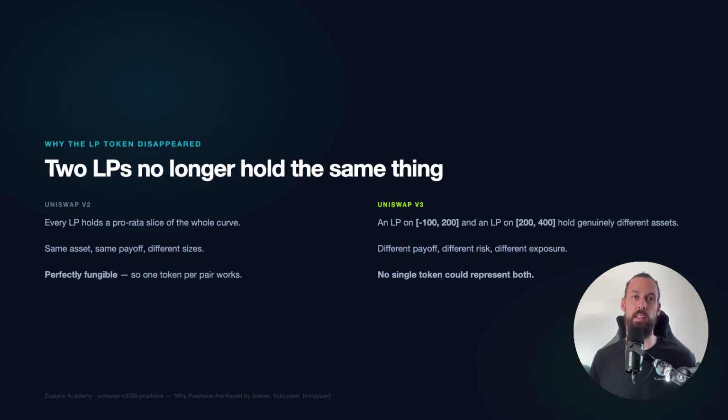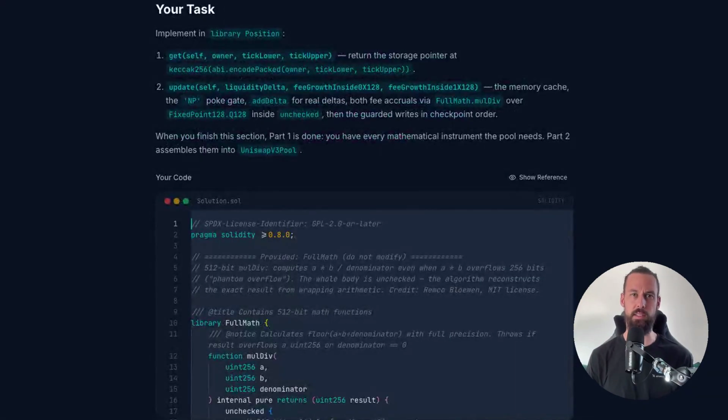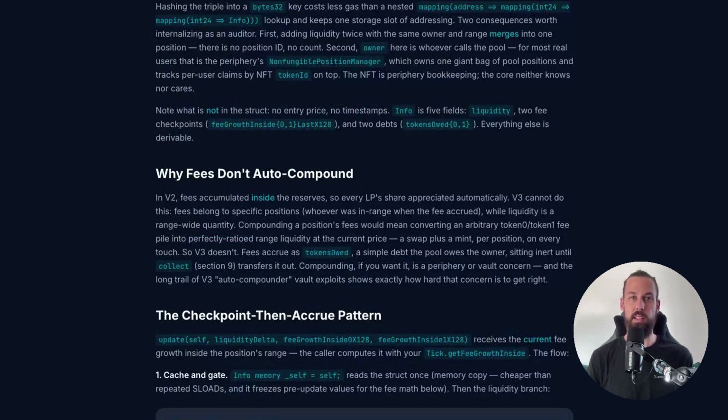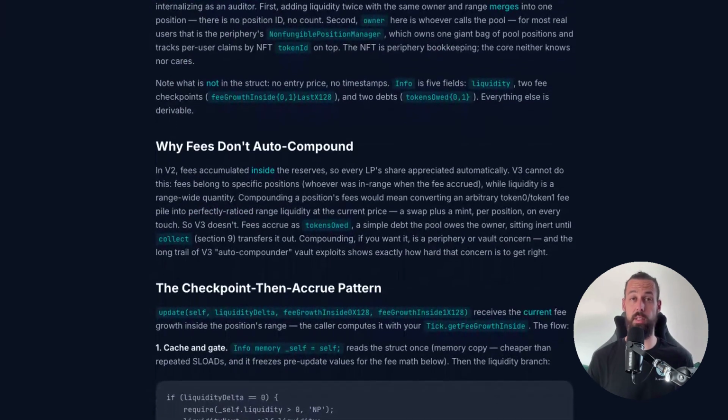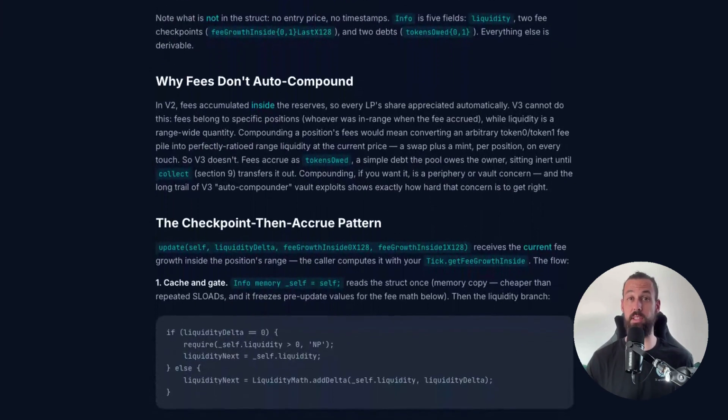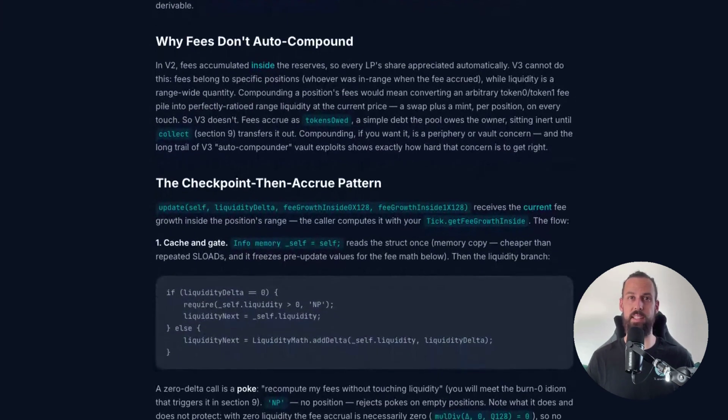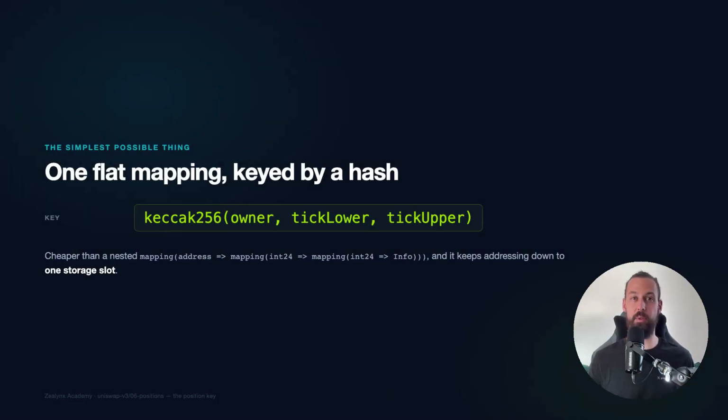A flat mapping keyed by the hash of owner, lower tick, upper tick, hashing the triple into 1 bytes32 costs less gas than 3 nested mappings, and it keeps addressing down to a single storage slot. And there are 2 consequences here worth internalizing as an auditor. First, adding liquidity twice, same owner, same range, merges into one position. There's no position ID. There's no count, same key, same slot.